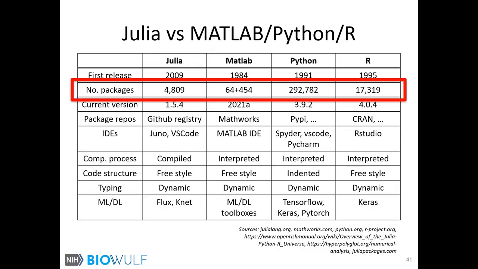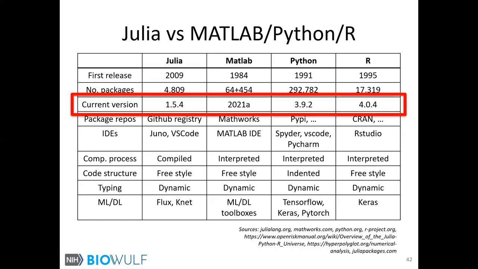So Julia has at the moment, or had a month ago, 4,800 packages. And of course, most of those packages have been recently developed. So there's only a small subset, relatively speaking, that have been around since the origins of Julia, and that are very stable and well developed. We'll get to that in a minute. The current version just shows you the length, it's just a proxy for the length a language has been around.